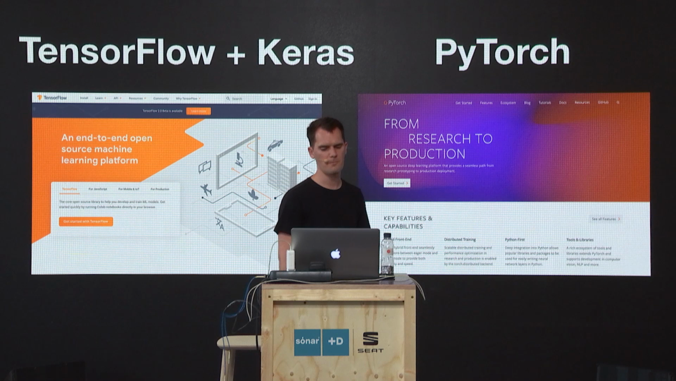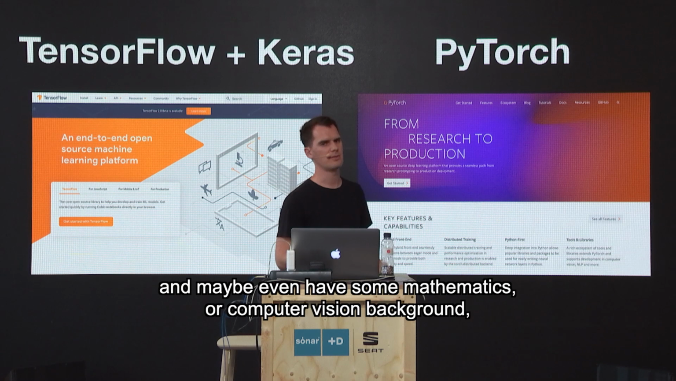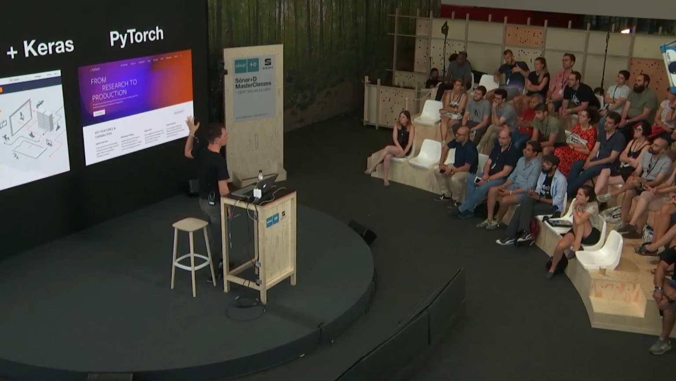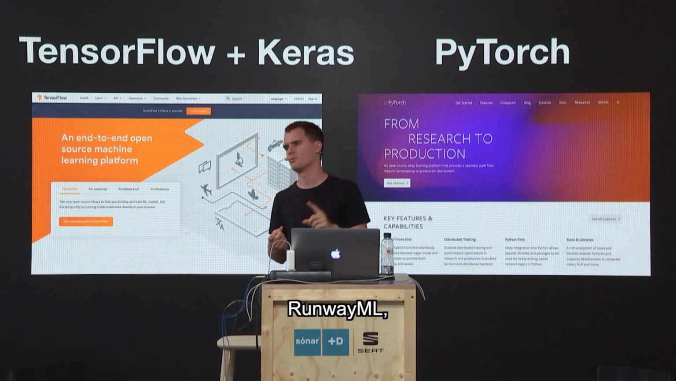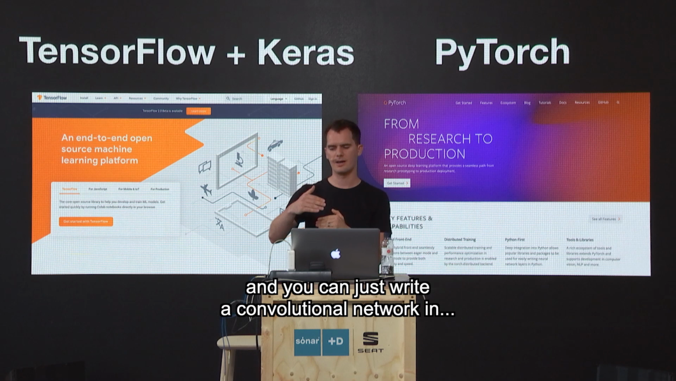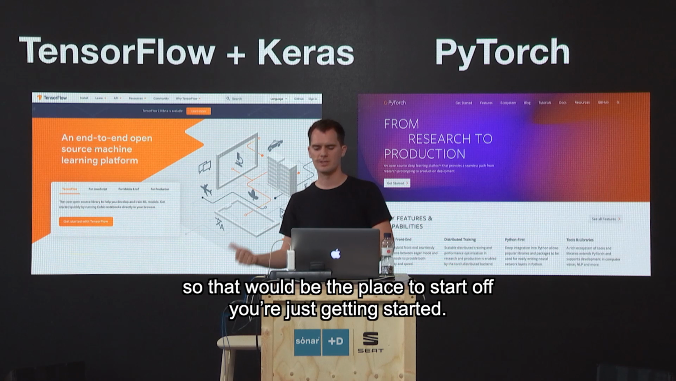If you already feel comfortable with programming and maybe even have some mathematics or computer vision background, I would recommend jumping into PyTorch. There are a lot of fun examples out there. If you're just getting started, there's a subset of TensorFlow called Keras, which does all of the neat things that happen inside Runway ML and that you do in the browser with ML5. It does it really easily. Keras is super easy to program, and you can write a convolutional network in 5 or 10 lines of code. So that would be the place to start if you're just getting started. And I don't recommend TensorFlow.